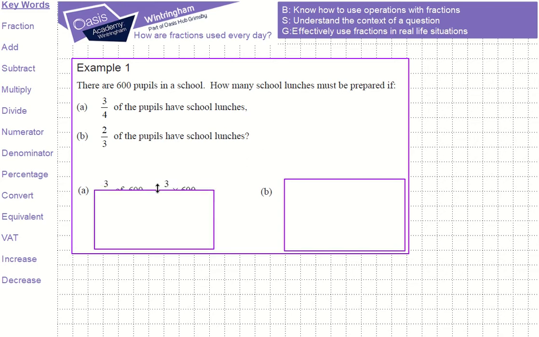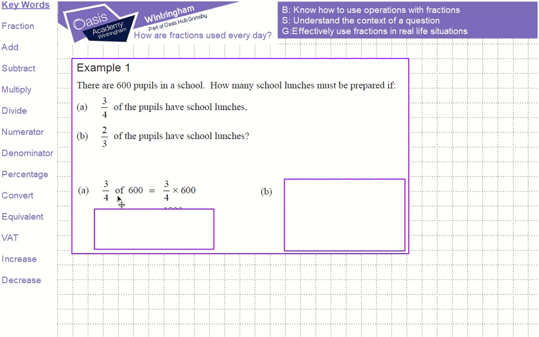Now let's have a look at some working out. What we've done first of all, we've written down all the information that we need from this first block. What information do we need to write down? So what is the question asking us to do? Well, what it's asking us to do is 3/4 of the amount of pupils, and it tells us that there's 600 pupils. So it's going to be 3/4 of 600.